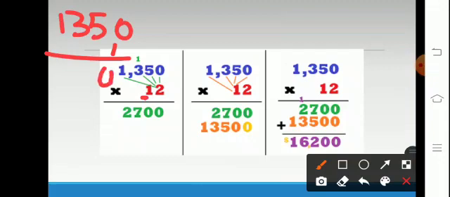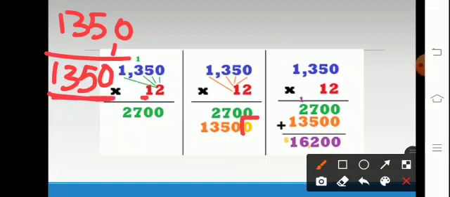1 times 0 is 0, 1 times 5 is 5, 1 times 3 is 3, 1 times 1 is 1. So you have 1350. You just write here, but first of all write the factor 0, which is here. This is the factor 0. Always write the factor 0 when there is a 2-digit multiplier. At the second place we write 1 0, which is known as the factor 0. After that we write this product here.